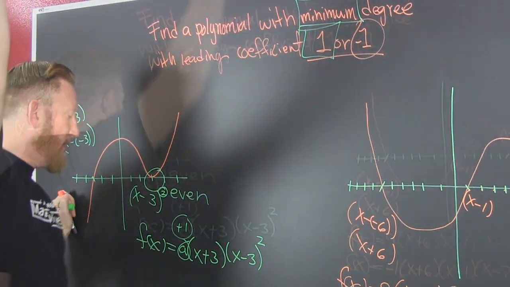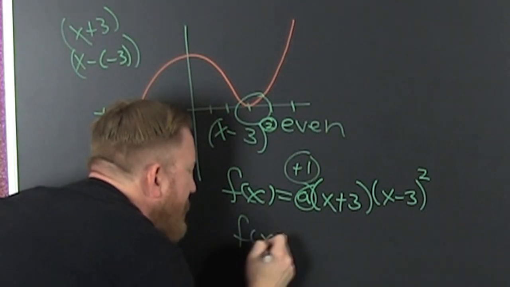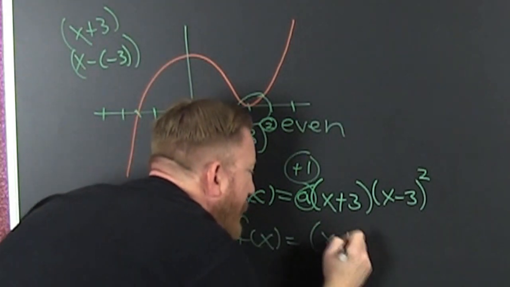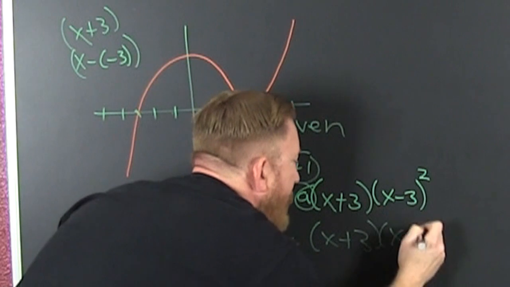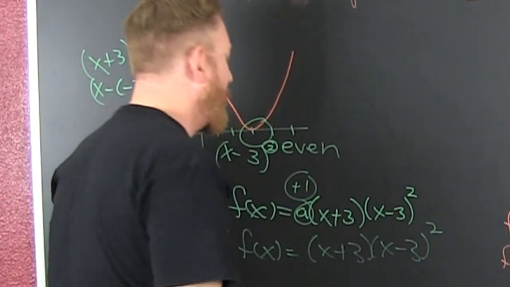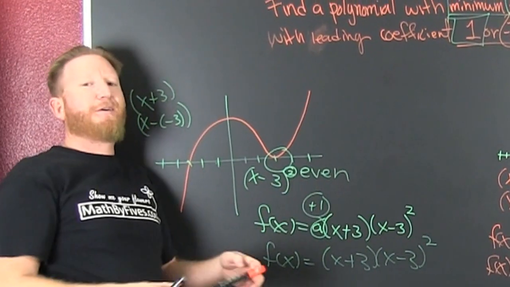Here we go. Be my guest. And we can say that it's x plus 3 times x minus 3 squared.